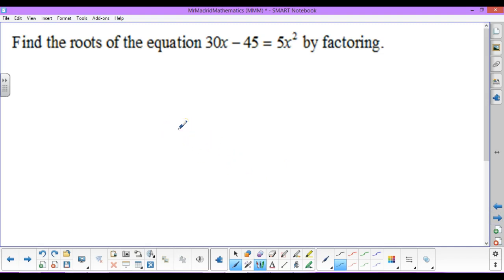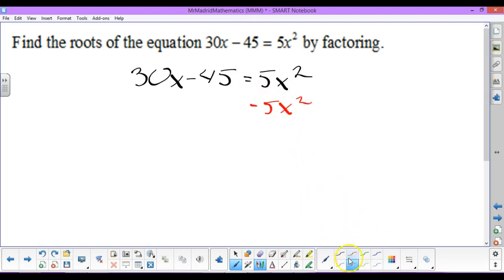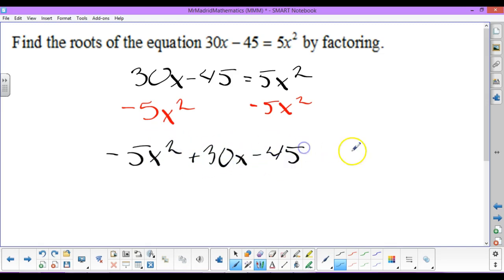All right, a little more of the same. Find the roots. Now this one's put in a different order, so let me rewrite it here. Equals 5x squared. All I have to do is rewrite it, so I'm going to subtract 5x squared. Sometimes you want to avoid having a negative up front, but in this case it doesn't matter. I could have subtracted these two, but we'll stick to our guns. So now I have -5x squared plus 30x minus 45. This cancels, so I'm left with 0.